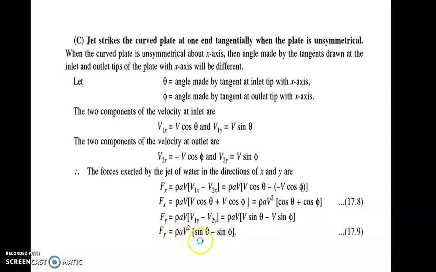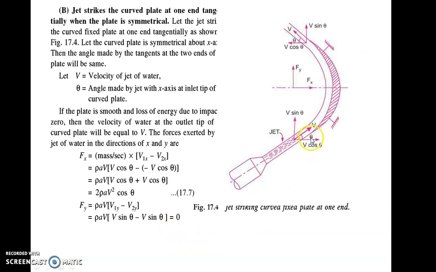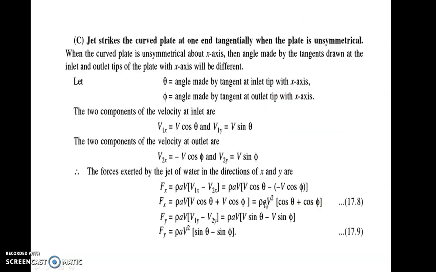Now it is coming as, if you take it as theta and this as phi, okay, so it will be different now. Theta and phi are different, so it will be V sin theta minus V sin phi. If theta is equal to phi, then Fy will be again 0. So that care you have to take. You have to remember this formula, where for one, if you remember the basic, then you will remember the formula for all the cases.